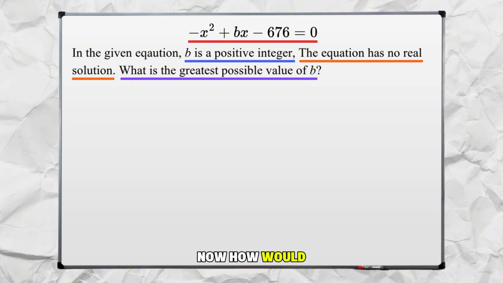Now, how would we solve this? The first thing we have to do is look at what we're given. We're given that b is a positive integer and we're given a function. But most importantly, we're given that the equation has no real solution. If you recall, the part of a quadratic equation that tells you the amount of solutions it has is the discriminant. That's important in this case because they give us that the equation has no real solution.